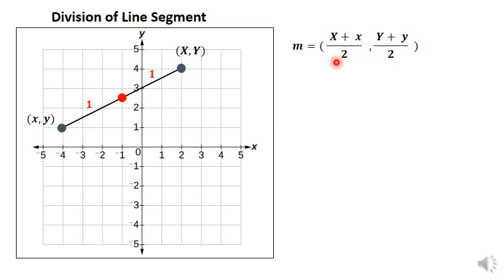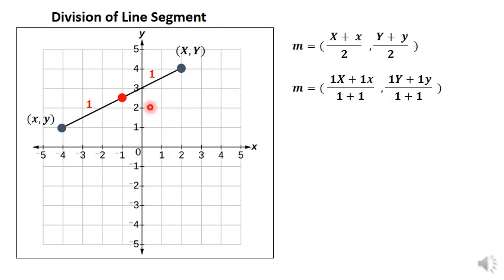Actually, this may be written in this form where we write 1, 1 here, where 1 is the ratio of the two segments. We have also 1 here. And the denominator is the sum of the proportions of the segments. The same with the ordinate. We have 1, 1, and we have also the sum of the proportions of the two segments.